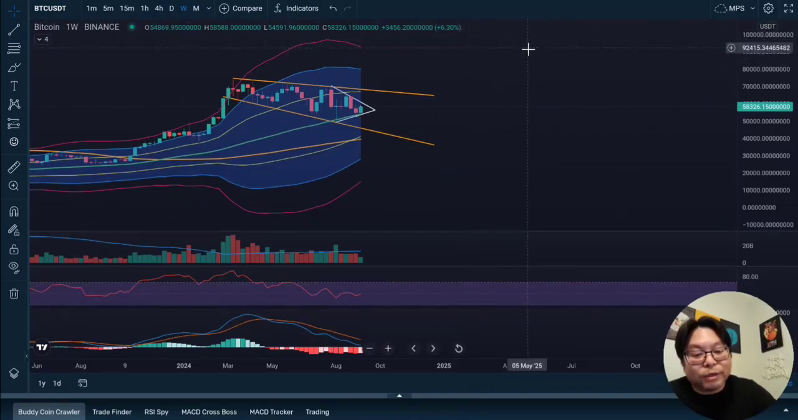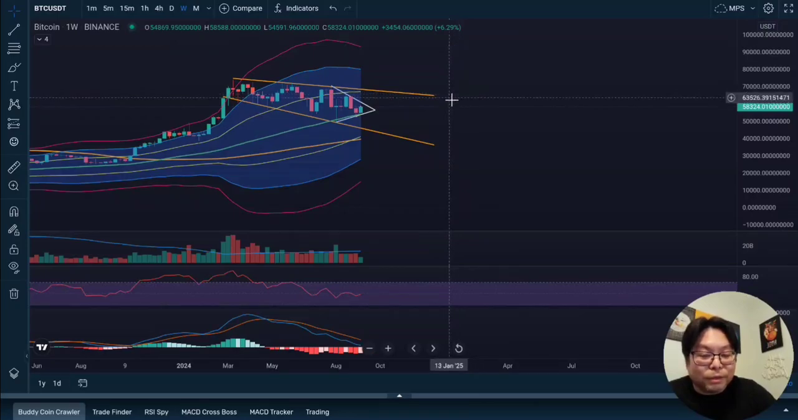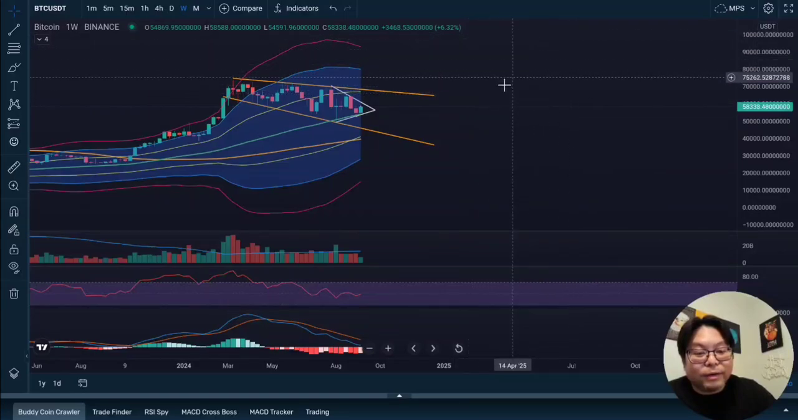And as you can see, going up here, right here is already January, January 2025. And 2025, I'm expecting to be a good year. That's the post-halving year, and that's usually where we see the best price action.